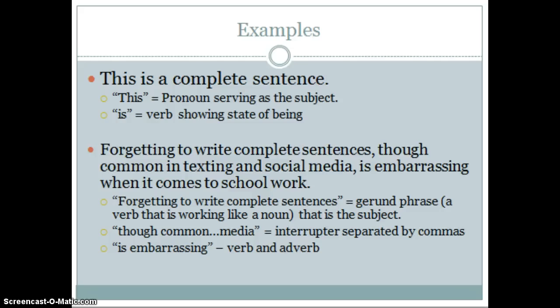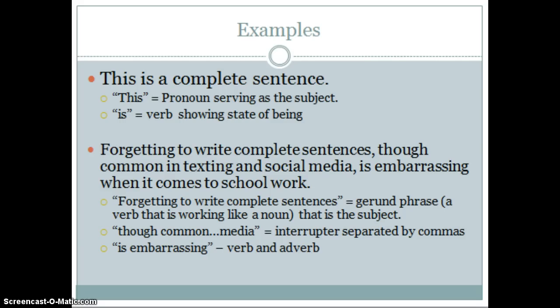Now here's a little more complex one. You've got, "Forgetting to write complete sentences, though common in texting and social media, is embarrassing when it comes to schoolwork." So "forgetting to write complete sentences" is the subject of the sentence. It's what's called a gerund phrase. It's where a verb usually has "ing" on it and serves as a noun in that case, so "forgetting."